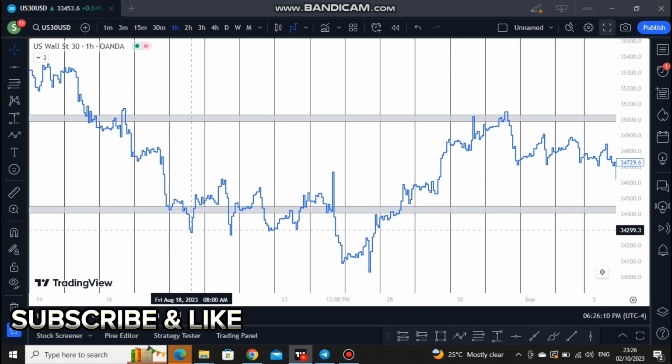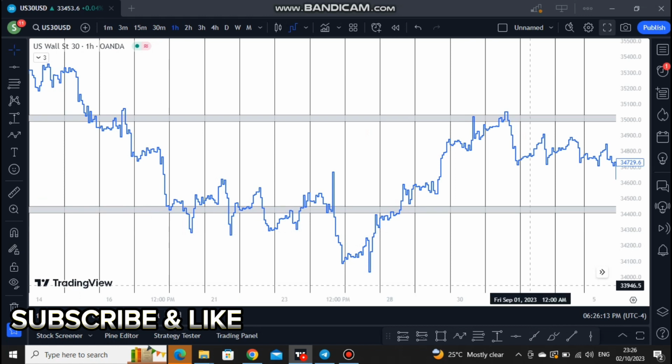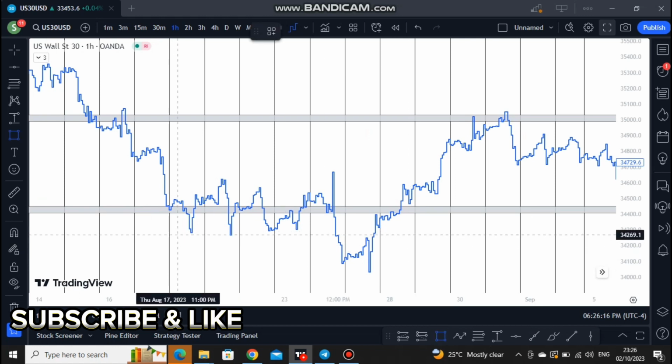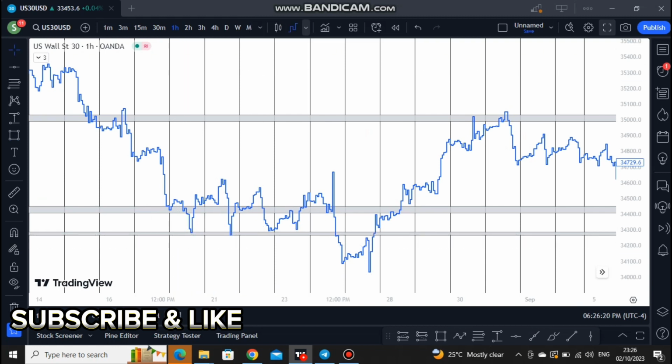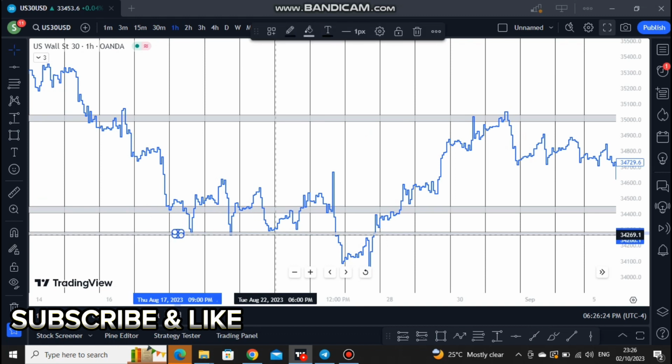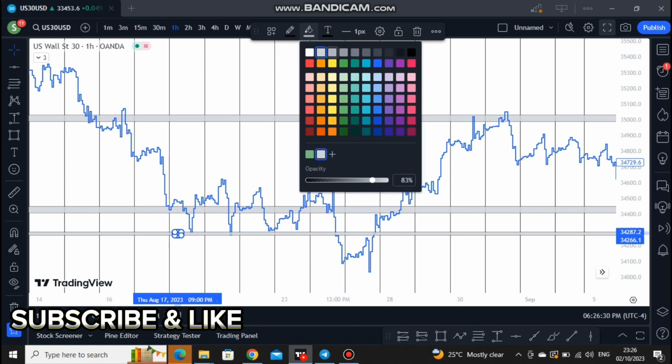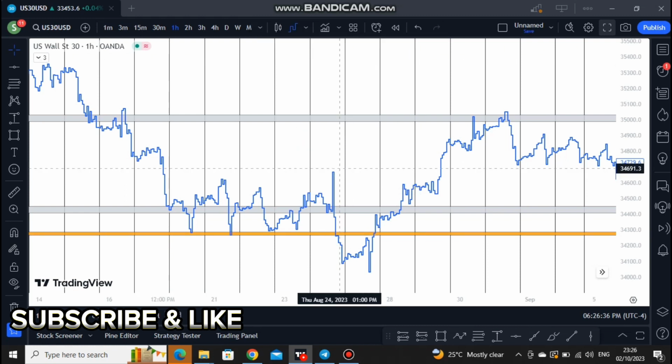So inside this area now, we have this tested here, we have this zone here, we have this touch here. So we already have one level like this. So what are you going to do now? You're going to change the color of the line so that when you see it, you will know that this one is not from the daily time frame. You can identify it and know that yes, this is coming from the 1 hour time frame, or this is coming from any other time frame, right?